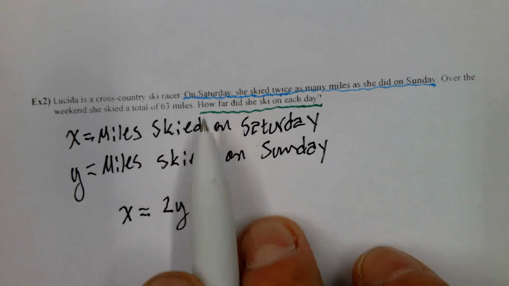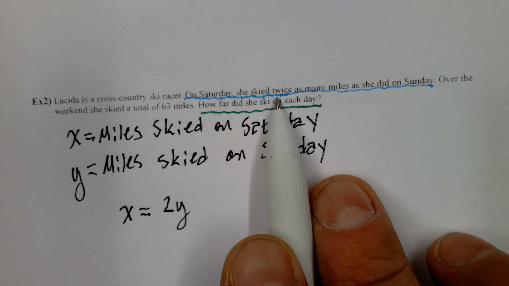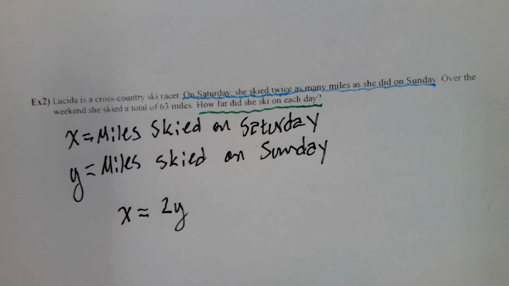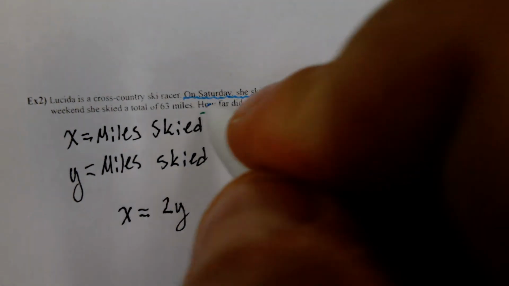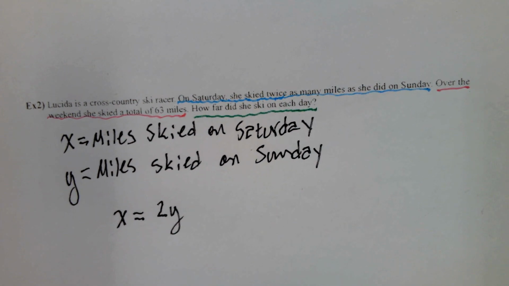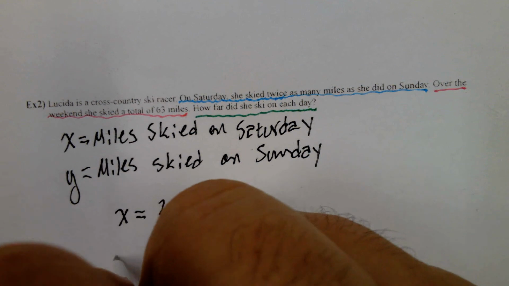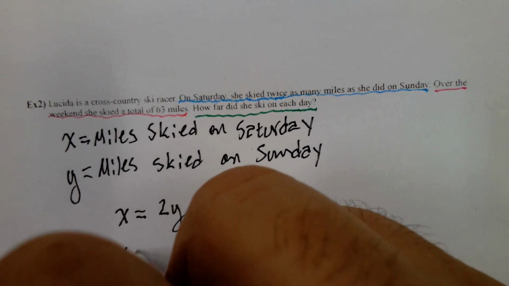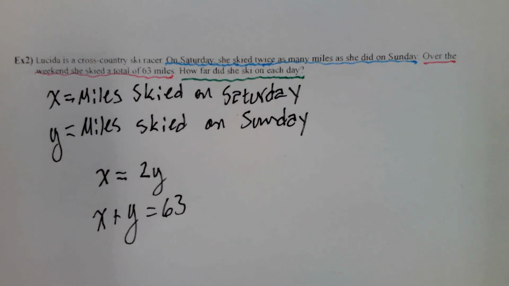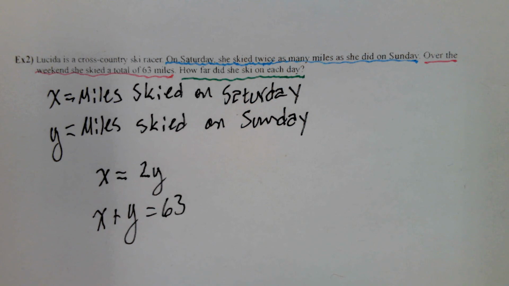There it is. And I got that just from this sentence. On Saturday, she skied twice as many miles as she did on Sunday. Okay. Now we need another equation. We're almost there. It says over the weekend she skied a total of 63 miles. How do we total it up? The number of miles Saturday plus the number of miles Sunday is 63 miles. And we have a second equation, and we can solve it if we want to. We'll do that Monday. So far, so good?